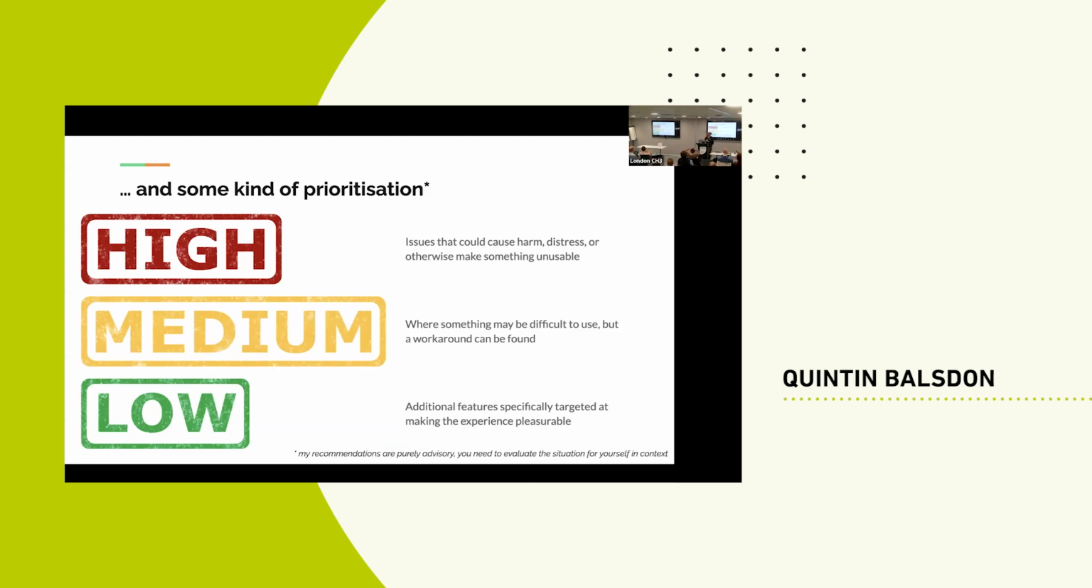Something to me is a high priority when it blocks anyone, right? Doesn't matter if it's one user or a million users. If it blocks someone based on their abilities or their tools that they're using, it is a blocker to me, and I consider that high, right?